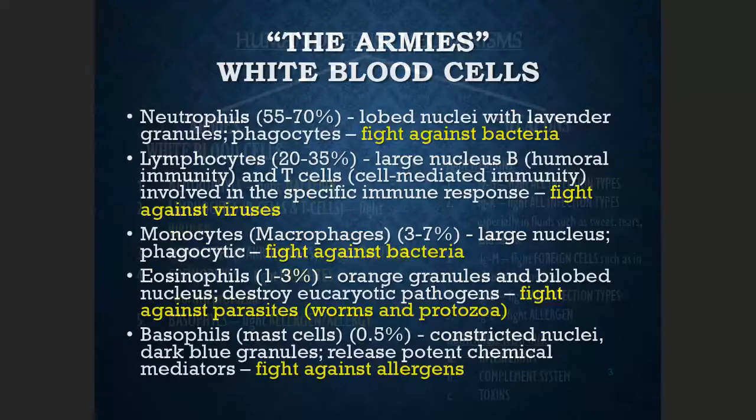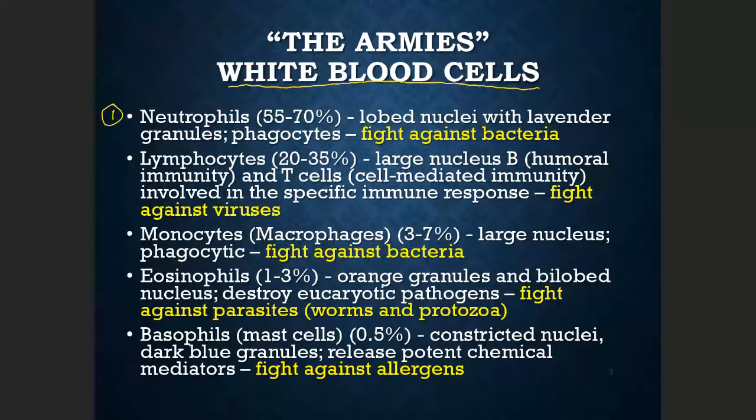Okay, again, we review the armies, which is the white blood cell. Again, there are five types of white blood cell. The most abundant one is called the neutrophil, about 55 to 70% in our blood. These neutrophils are used to fight against bacteria.